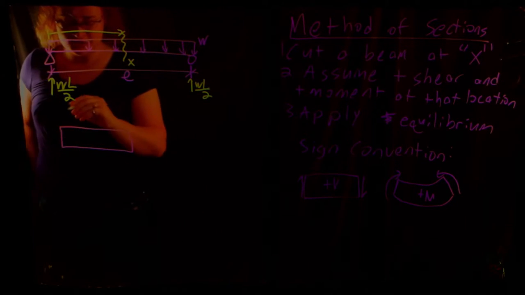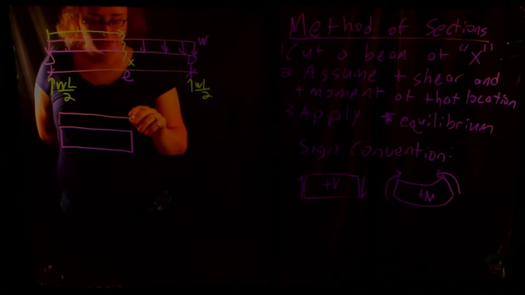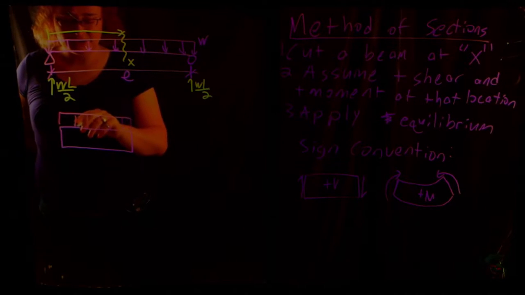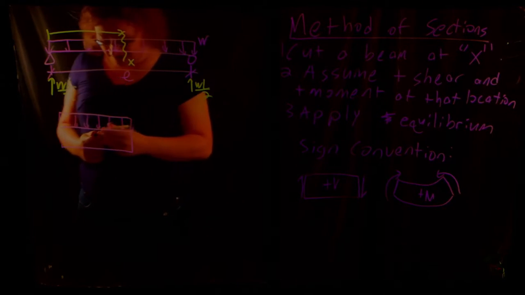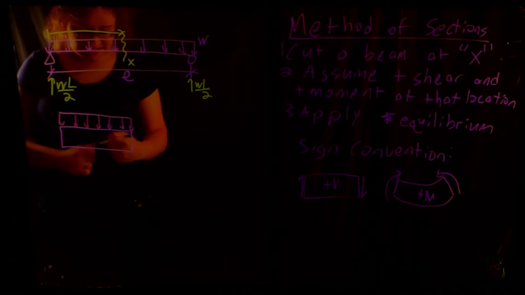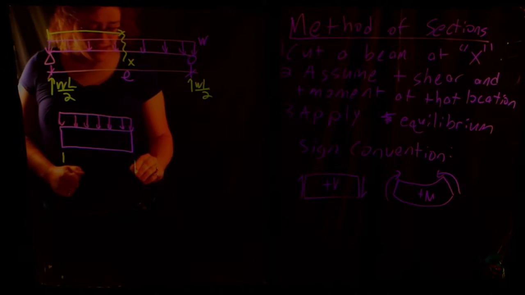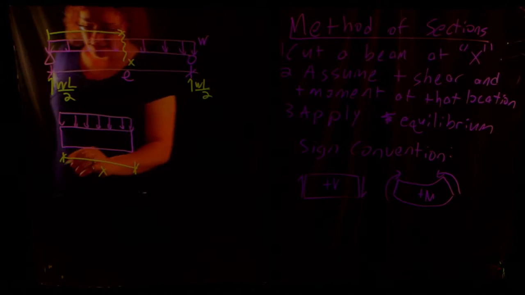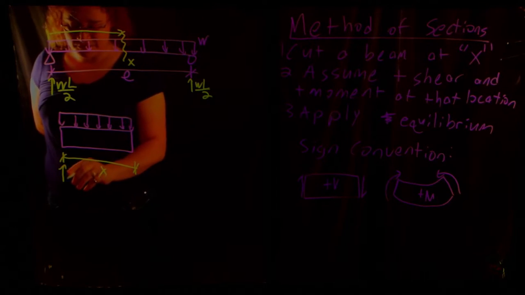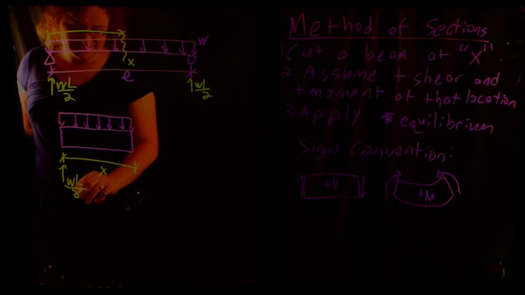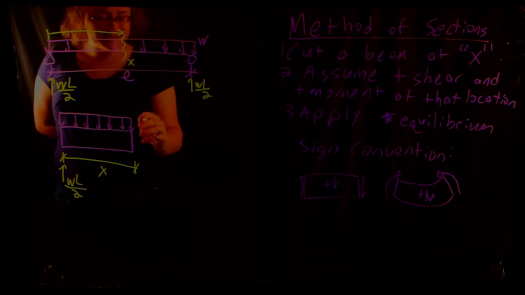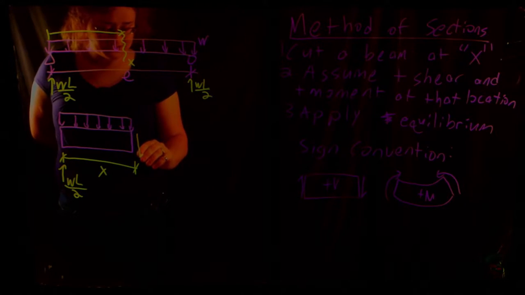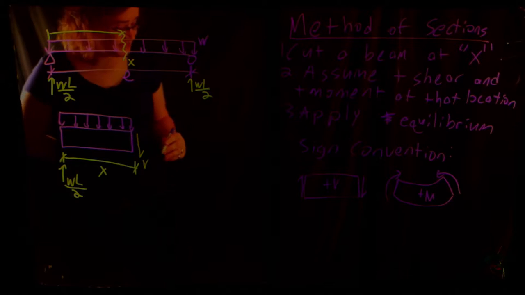Well, we have our uniform distributed load. And again, we're not considering the entire beam. We are only considering the portion of the beam that we cut via our section here. And this thing is going to have a length, not of L now, but of X, as shown. And forces, we still have this WL over 2. The reaction remains. And then let's assume some forces on here. I'm going to assume a downward shear arrow because that would be positive in this case.